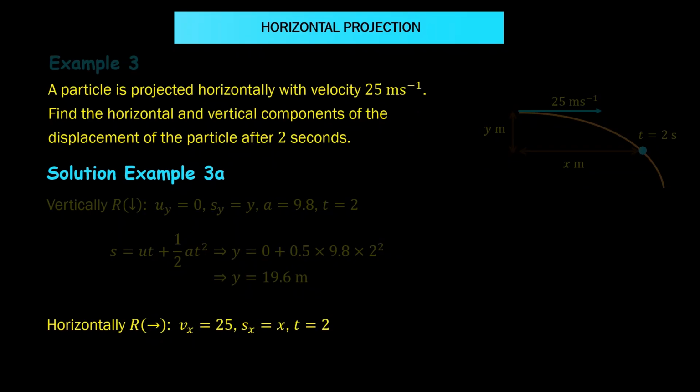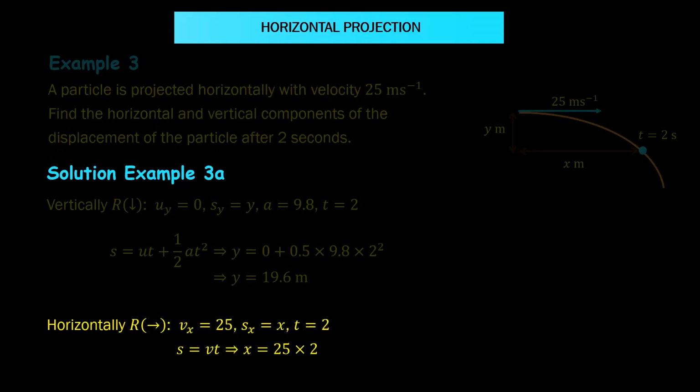Horizontally, we have the velocity equals 25, distance is x meters, and time is 2. Using s equals vt and plugging in the values, we have x equals 25, which takes the place of v, times 2, where of course time equals 2. And therefore x equals 50 meters.